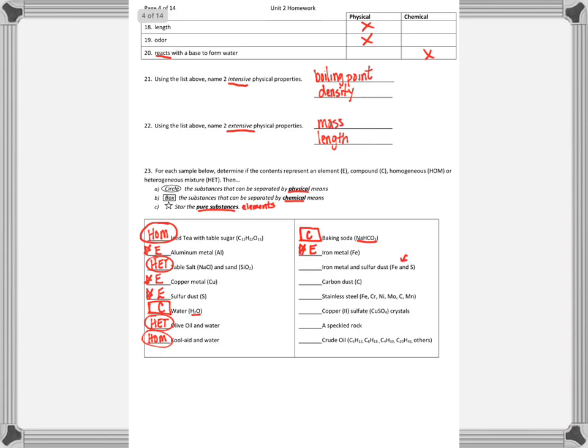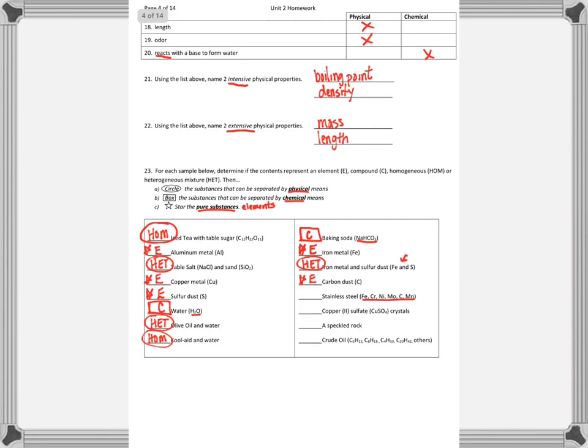Now, iron has a metallic color, sulfur is yellow, so we would actually be able to see the difference between the two. We would be able to separate it if we were to combine them. A magnet, for example, will attract iron, and we would be able to separate the iron from the sulfur. Carbon dust, pure element, we can't separate that anymore. Stainless steel is composed of all these things, and so in this case, it would be a mixture.